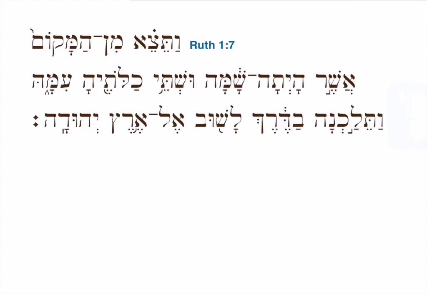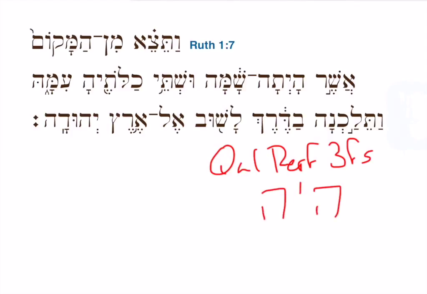Now, asher clauses can be made up of verbal clauses, like we see here. Or instead of a verbal clause, you can have a nominal clause or even an adverbial phrase. But here, this relative clause is made up of a verbal clause. And this verb, hayata, is the qal perfect, third feminine singular of haya. And again, context tells us that we are still referring to Naomi.